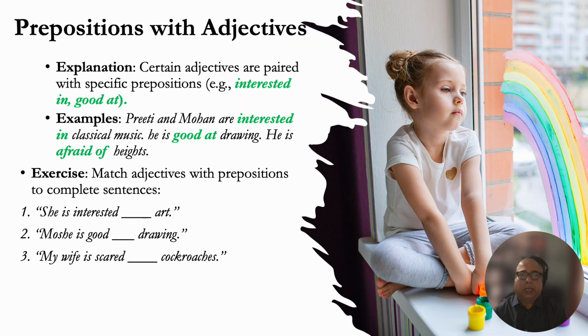Okay. So now some prepositions are used with adjectives. They come after adjectives, such as I'm interested in something, or she's really good at art. So examples are Preeti and Mohan are interested in classical music, or he's good at drawing, or he's afraid of heights. He's really scared of heights.